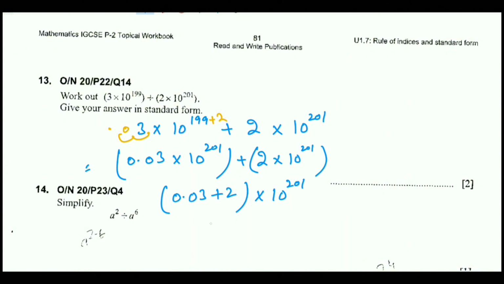So it will become 2.03 multiplied by 10 raised to power 201. You can see this is a standard form. This value is within the given range. So that will be our final answer.